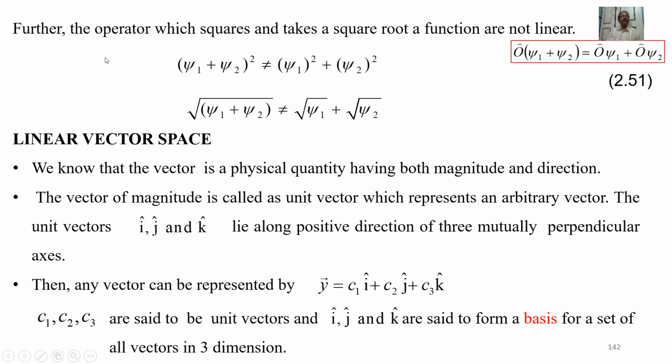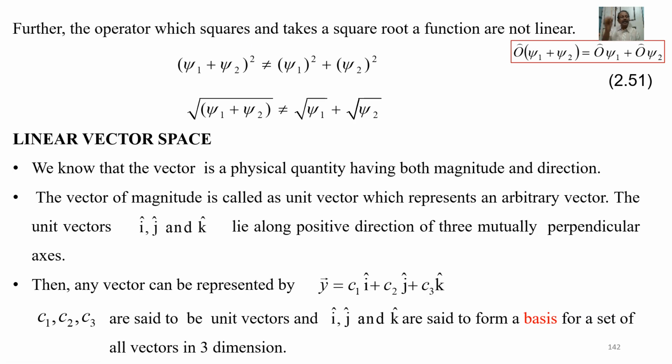Further, the operator which squares, and the operator which takes the square root, are not linear operators. For a linear operator, the condition is this: (psi1 plus psi2) whole squared is not equal to psi1 squared plus psi2 squared. Similarly, the root of (psi1 plus psi2) is not equal to root psi1 plus root psi2. So taking the square and taking the square root are not linear operators.